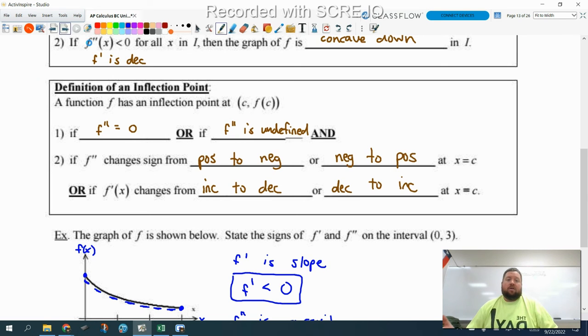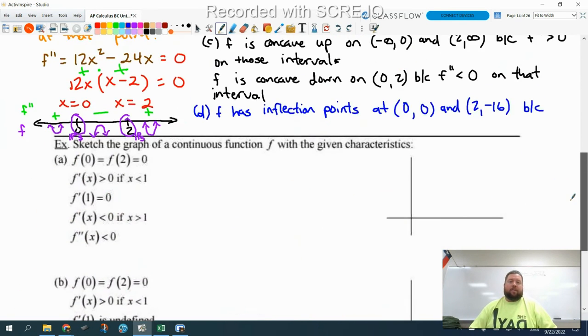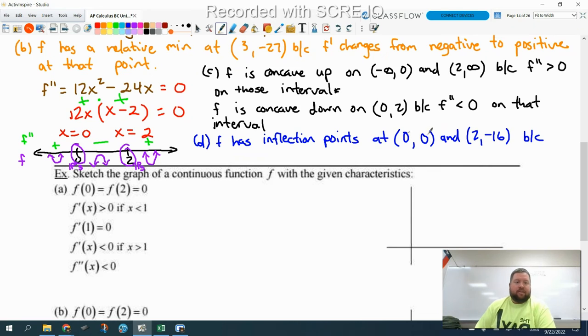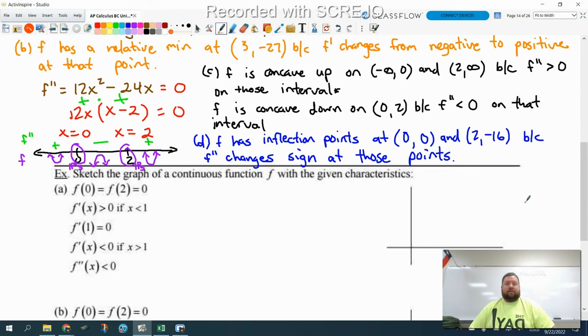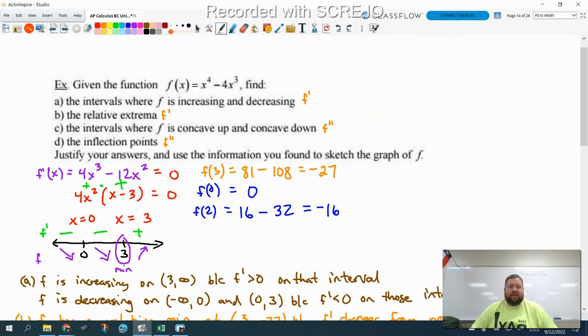That's it. Okay, so that's what we're going to write as our instructions here. F has inflection points at these two because F double prime changes sign. We don't care how it changes. It just has to change. So F double prime changes sign at those points. All right, so we've justified everything. We found everything we need to find. So now we can sketch our graph.